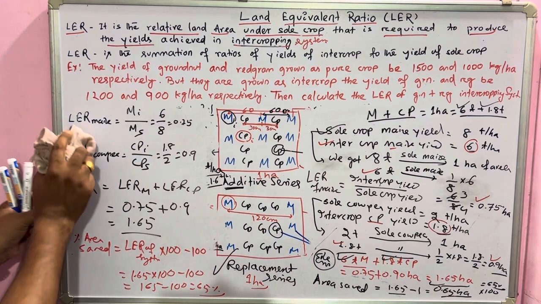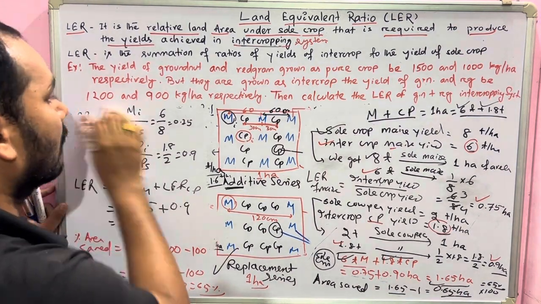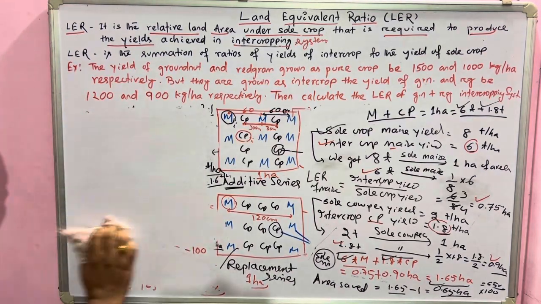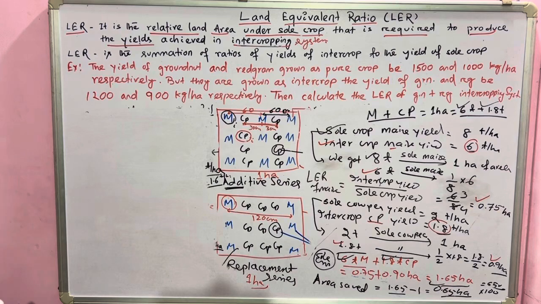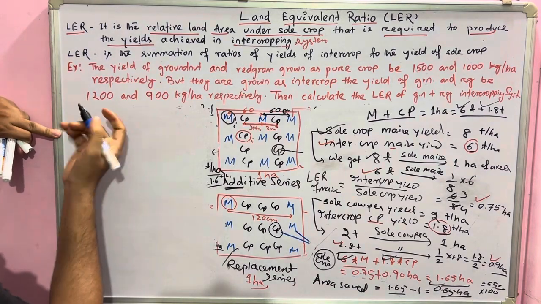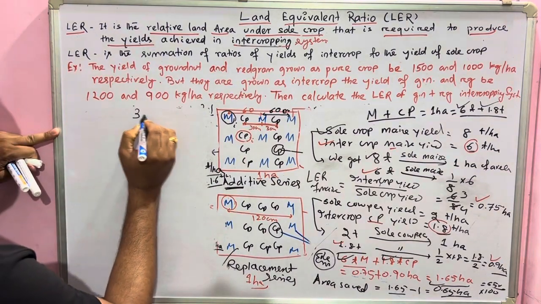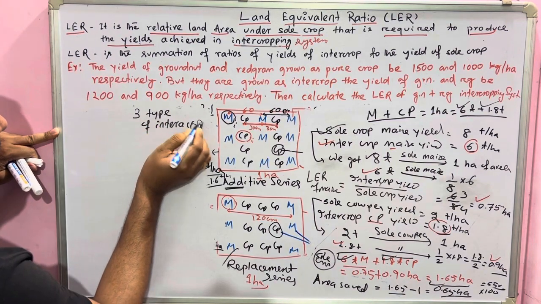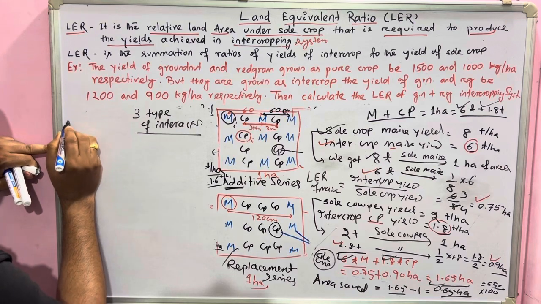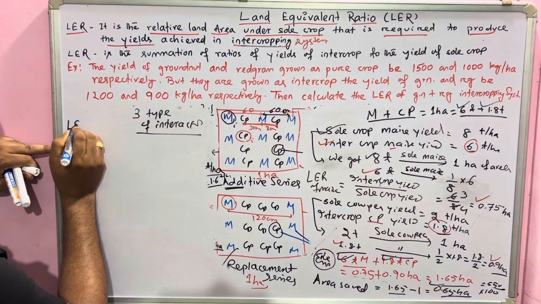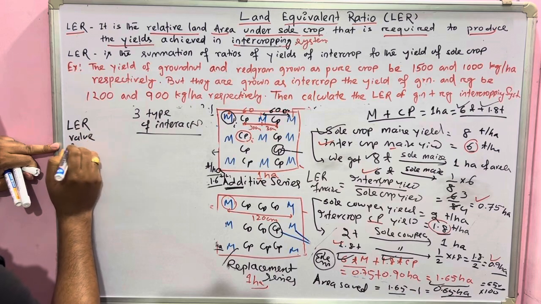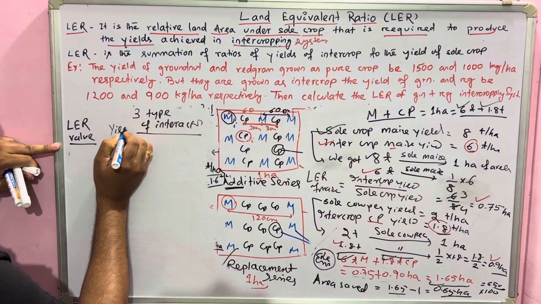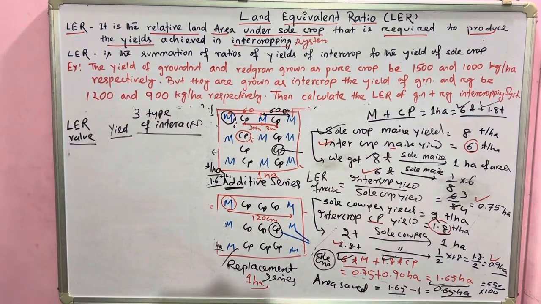So now coming to the question directly. One concept, another is here. In this case, there will be three types of interaction. First one is, what is the LER value of the system, and the type of interaction here? And what is the concept with respect to yield?